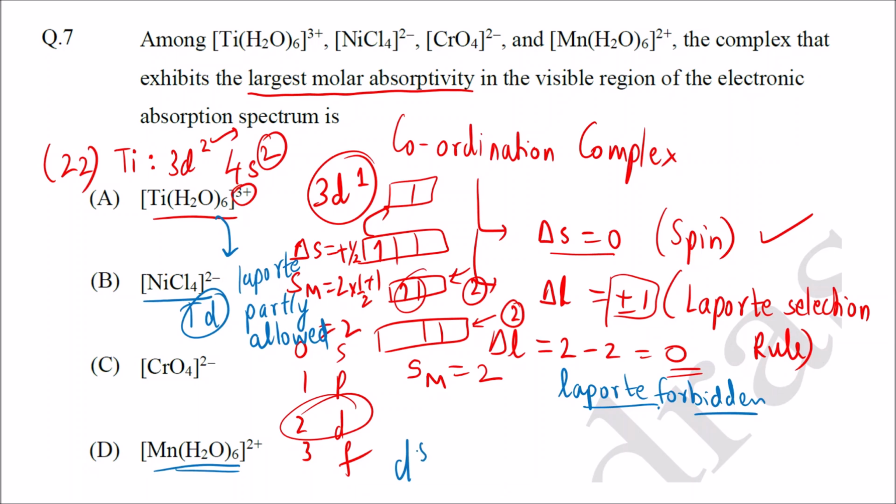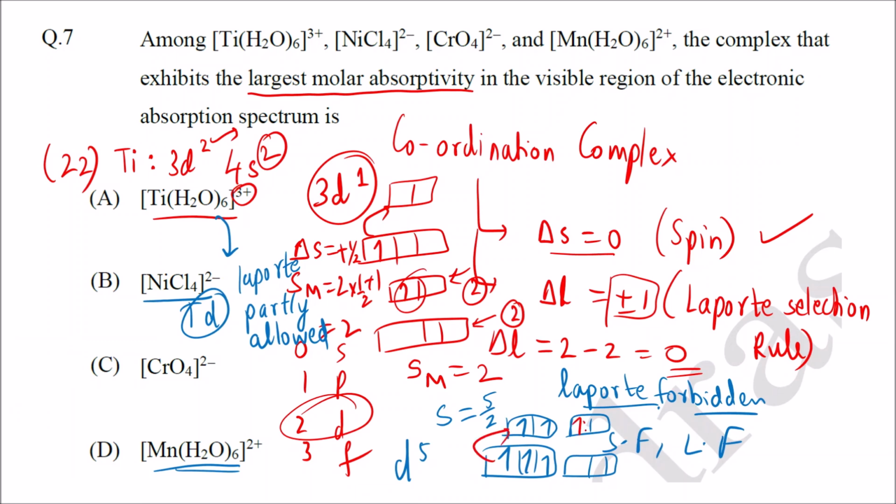Again, this will be a d5 complex. A d5 complex is a complex that is spin forbidden as well as Laporte forbidden, because initially these are the 5 electrons. Now here the total spin is how much? 5 by 2. Now if I do a d-d transition, okay, what will happen? You can see now the spin is how much?